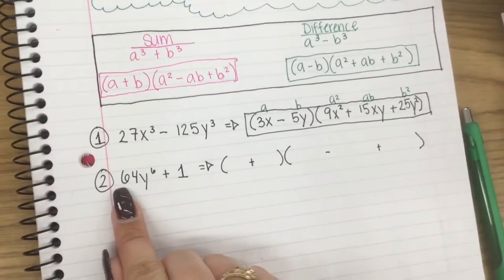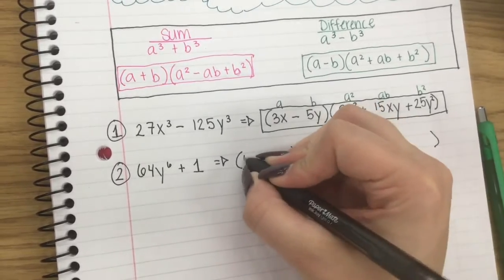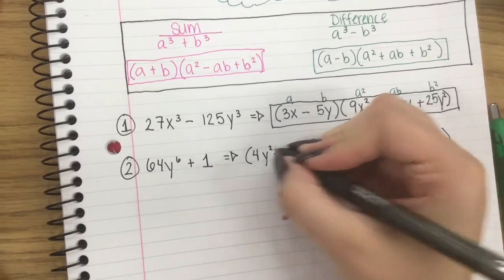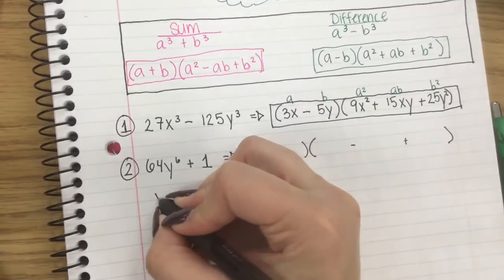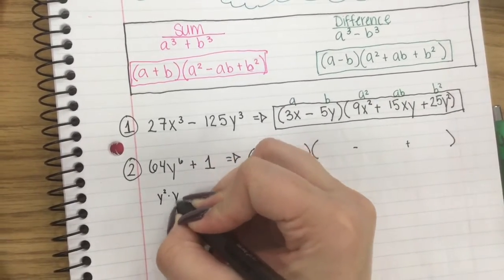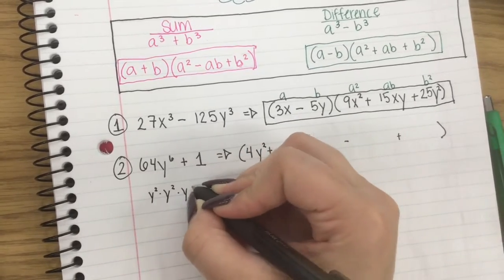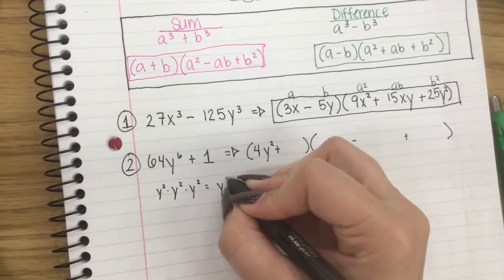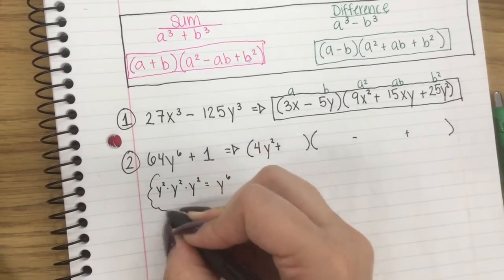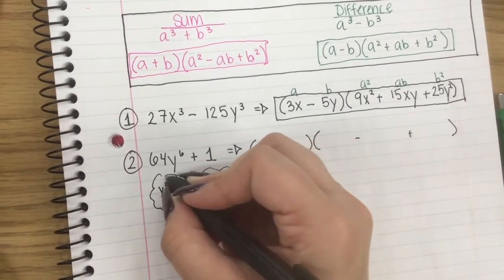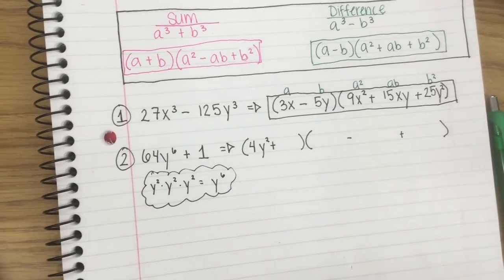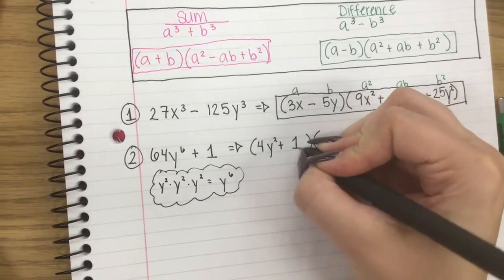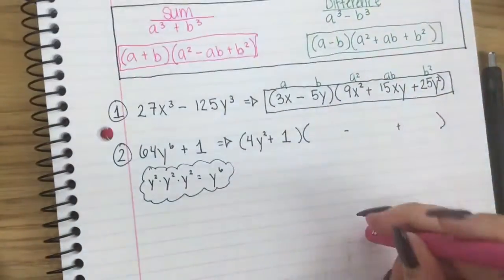For the first term, I'm taking the cube root of the first term that I'm given, which would be 4, because 4 to the third power is 64. And here, y squared to the third power would give me y to the sixth, because with exponent laws, you can do 2 plus 2 plus 2, which is 6. From here, I'll look at my second term. The cube root of 1 is just 1. So 1 is a perfect cube, it's a perfect square, it's a perfect everything.